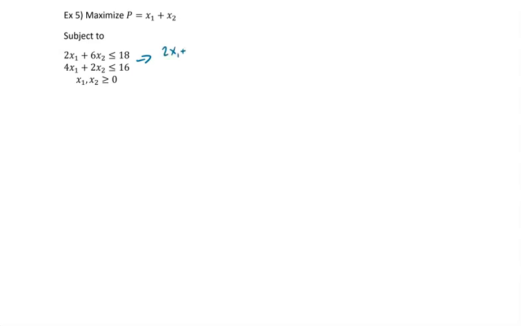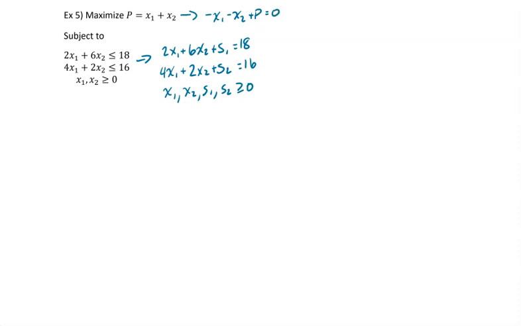So 2x1 plus 6x2 plus s1 equals 18. 4x1 plus 2x2 plus s2 equals 16. For our profit equation, I forgot to put my variables down here, but let's go ahead and get all four of the variables greater than or equal to 0. Then our profit equation, we just move the x's to the left and set it equal to 0.